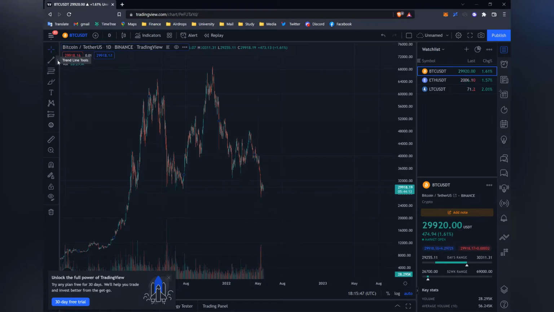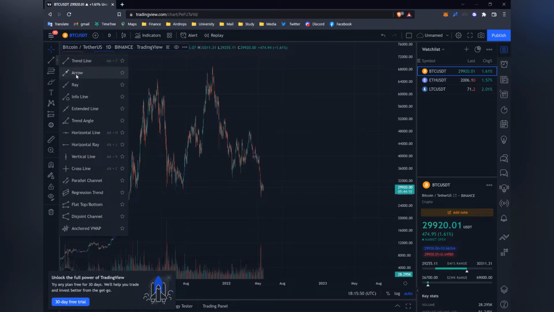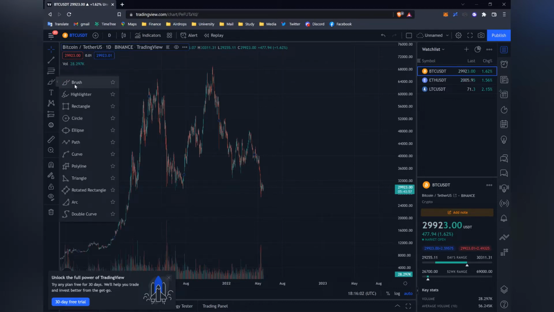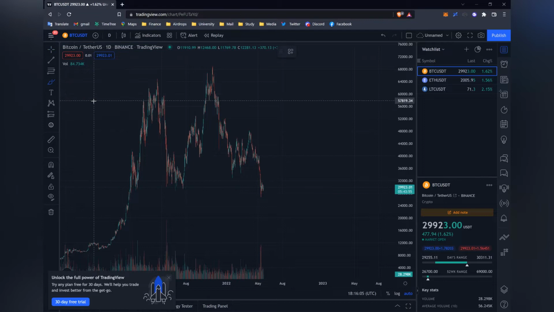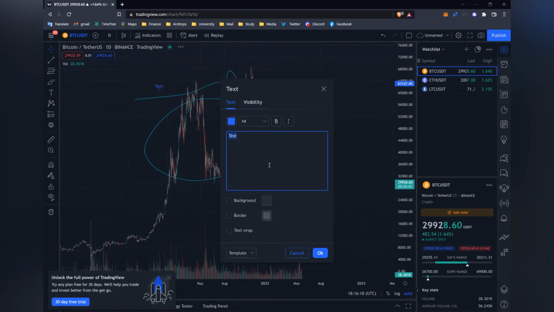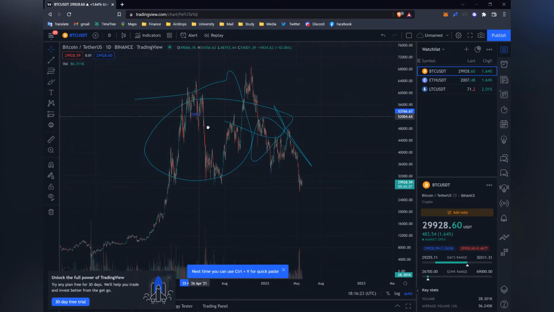With this one you can create lines. For example, a trend line, arrow, or vertical or horizontal line. With this part, you can find other things like Fibonacci and pitchfork. In this part is brushing. You can choose brush or highlighter, and as you can see, just draw on your charts. Okay, I remove this part. Here you can add text to your charts, for example, hello. And you can grab it and move it.